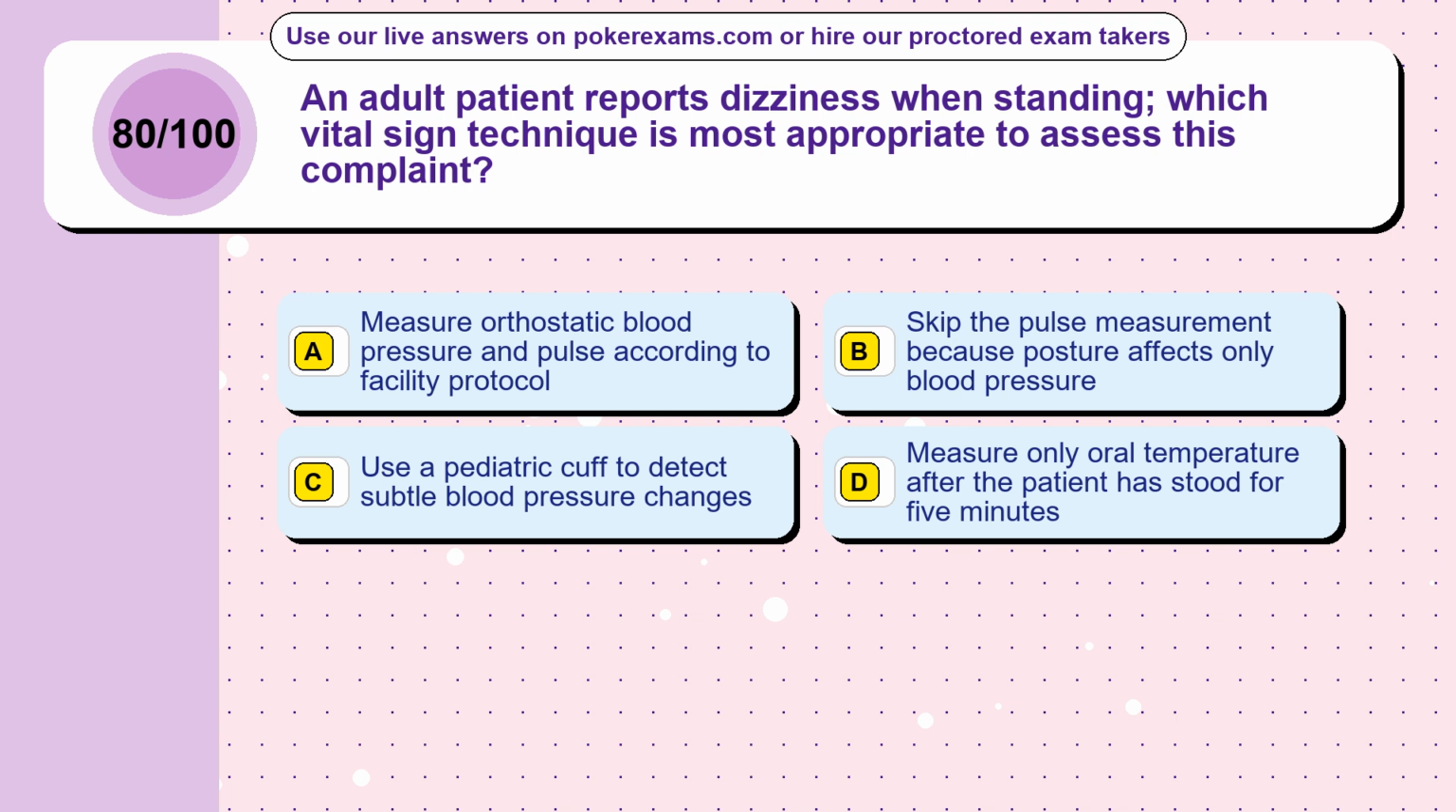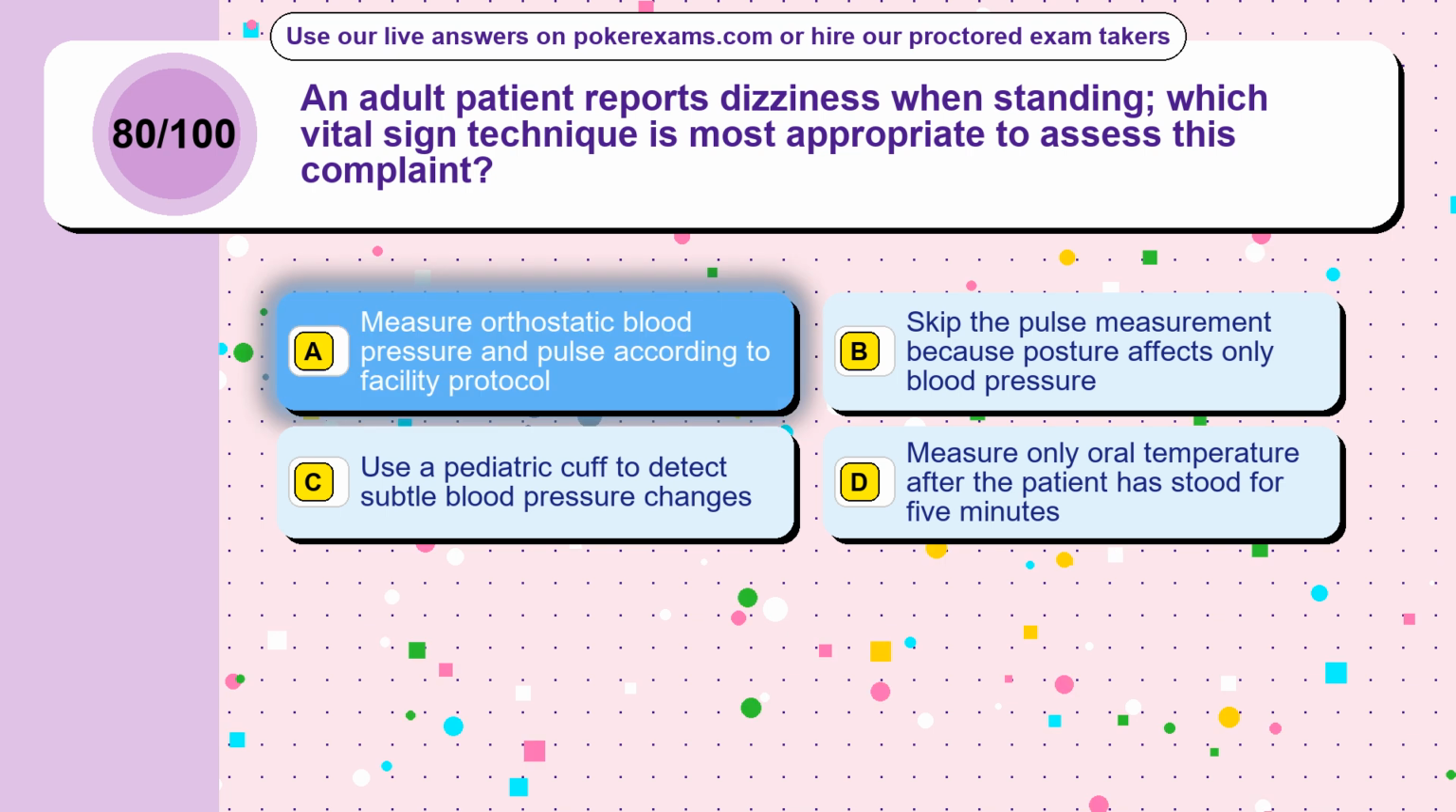Skip the pulse measurement because posture affects only blood pressure. Option C. Use a pediatric cuff to detect subtle blood pressure changes. Option D. Measure only oral temperature after the patient has stood for 5 minutes. The correct answer is option A.